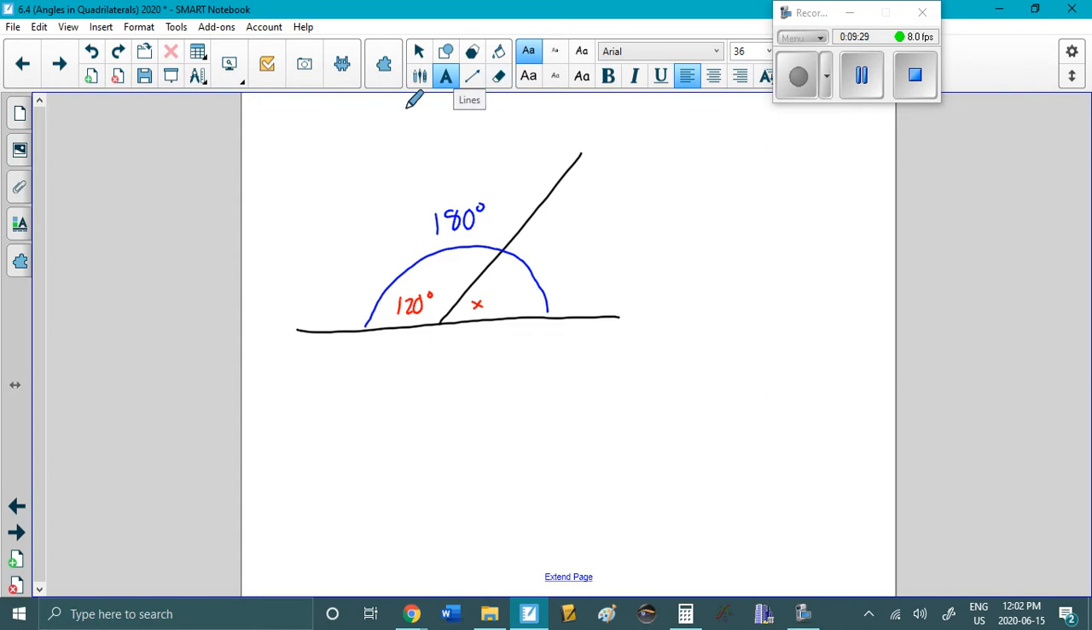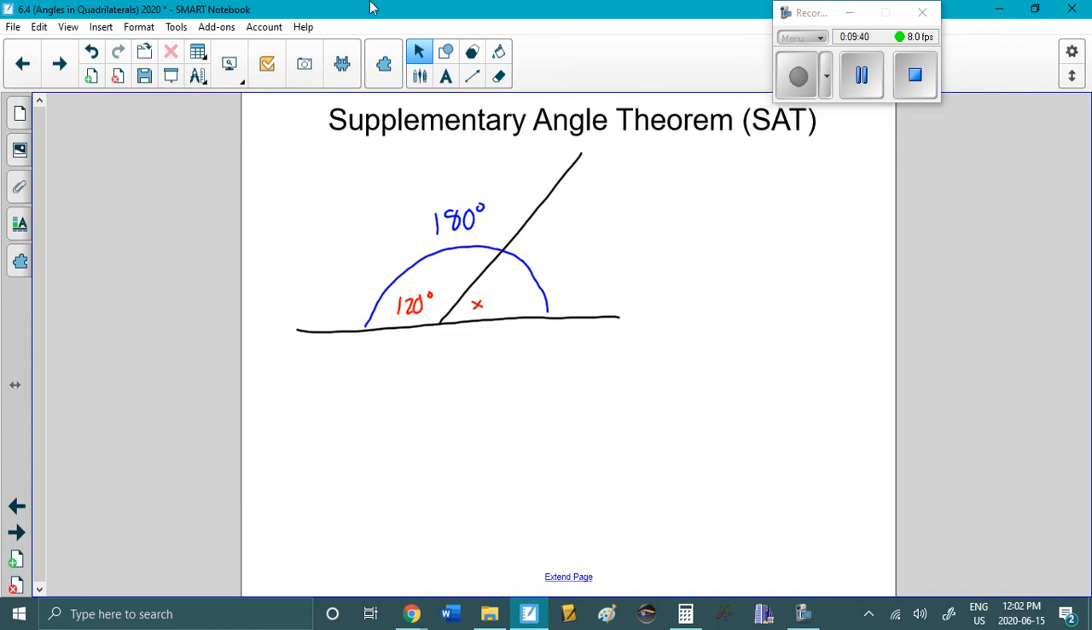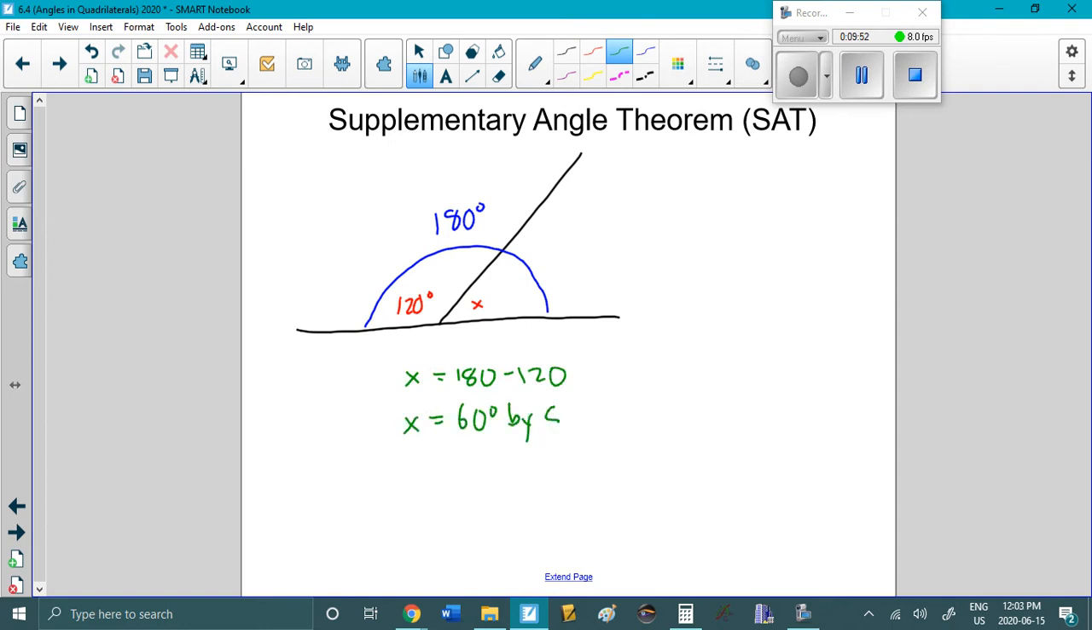This is called the supplementary angle theorem, or SAT. So whenever you have two angles along a straight line, they always add to 180, and the way that we show this is like this. X is 180 minus 120, so X is 60 degrees by SAT.